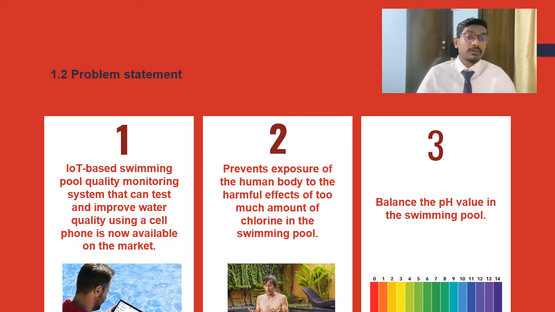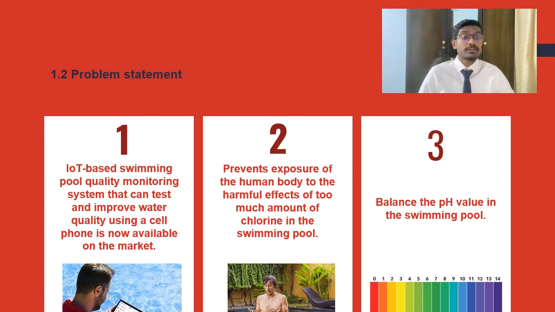In this slide you can see the problem statement of my project. There are three problem statements that I've researched. The first one is that IoT based swimming pool quality monitoring systems that can test and improve water quality using a cell phone are now available on the market.